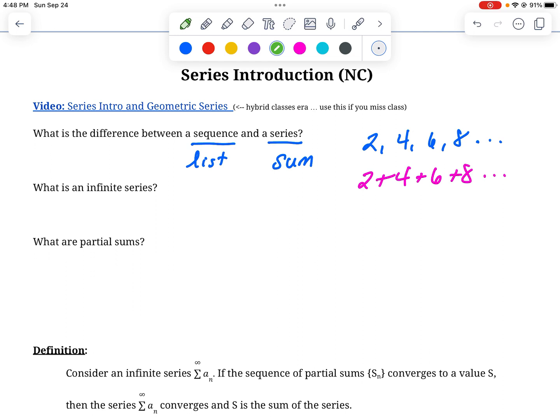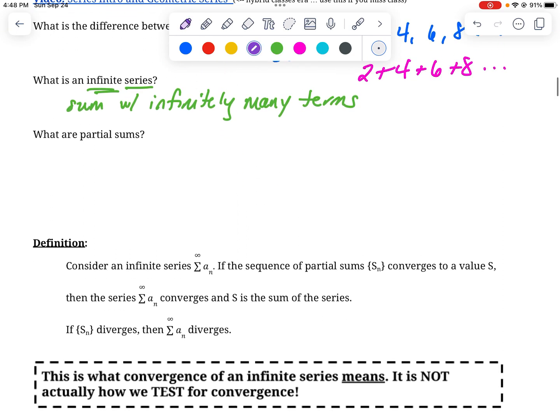Okay, an infinite series, well, we just said series is when you add stuff up. And infinite means you have infinitely many of them. So it's a sum with infinitely many terms. It's like an addition problem that goes on forever. And so my question to you is, can an infinite number of terms add up to a finite value? And it turns out that the very interesting answer is yes, that sometimes can be true. So that's what we're going to be investigating.